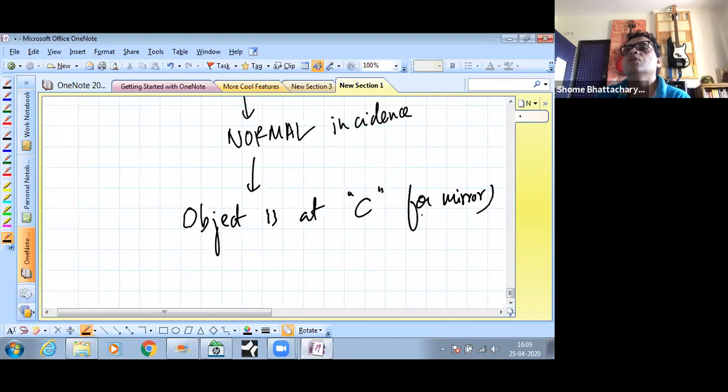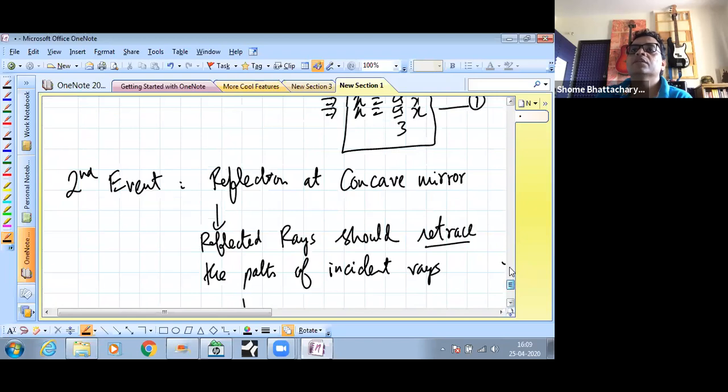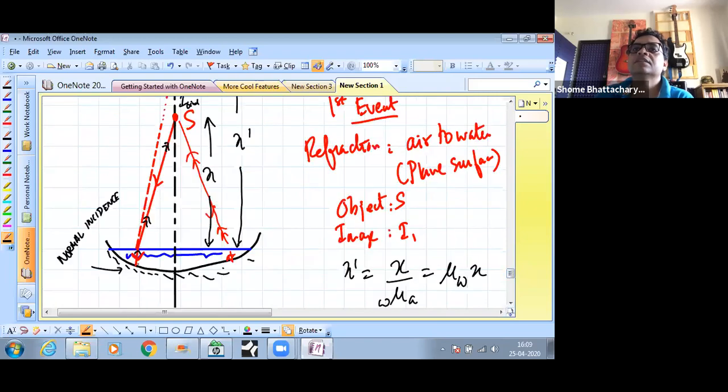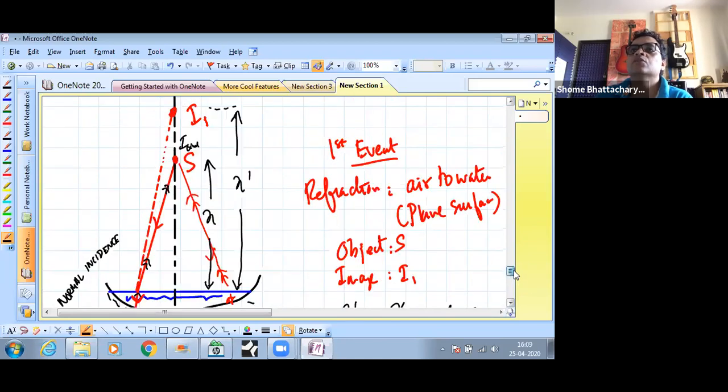Okay. Now what is the object for this one? This object is actually I1. Because see where the incident rays are coming from for the mirror. The incident rays for the mirror are inside the water. So if you produce them back, they are not coming from S. They are coming from that point above, which is I1. So as far as the mirror is concerned, because it's underwater, it's seeing S as I1. It's not seeing S as S. It's seeing it behind that I1. So the object is I1.